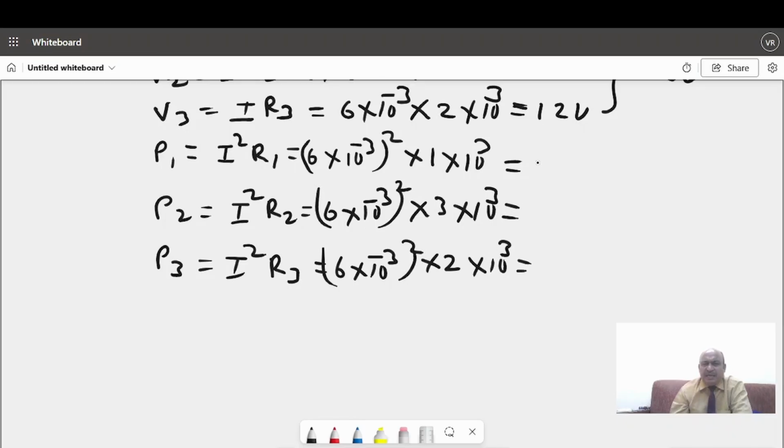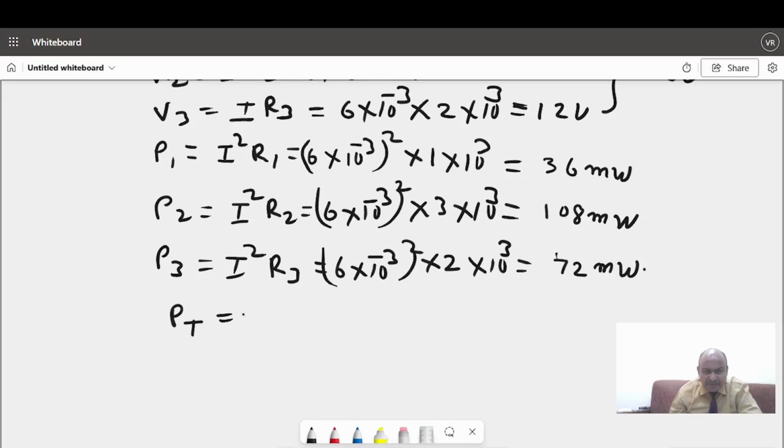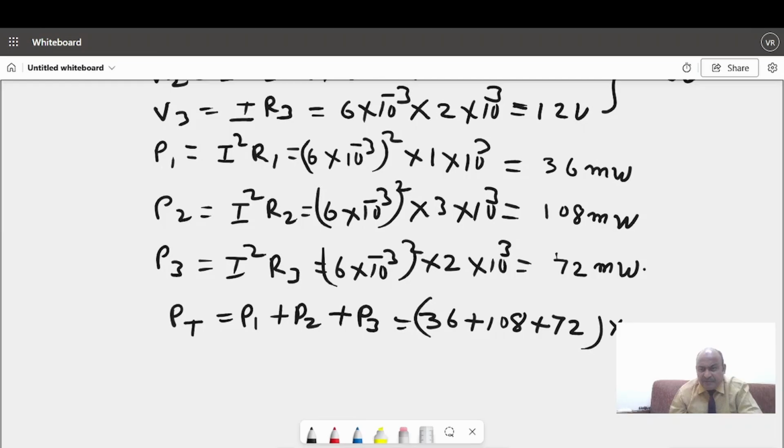So if you calculate, the P1 value is 36 milliwatt. This is 108 milliwatt. This is 72 milliwatt. So the total power, P total, is equal to P1 plus P2 plus P3, which is 36 plus 108 plus 72 into 10 to the power of minus 3 because of milli, which is 216 milliwatt. This is the answer.